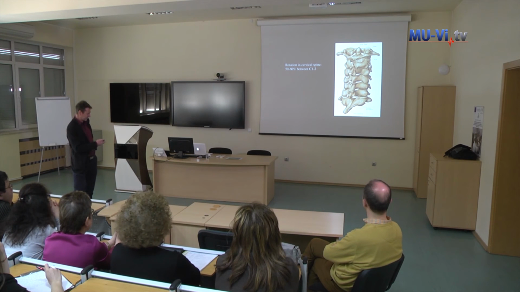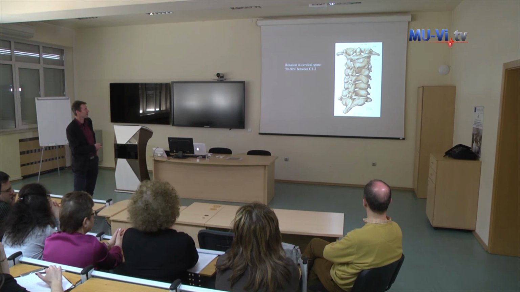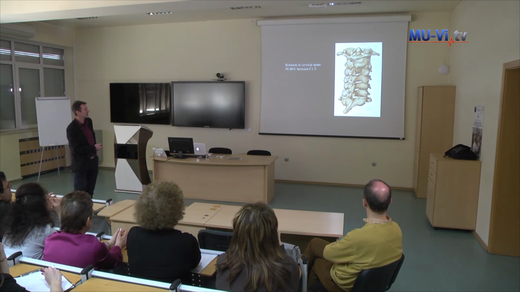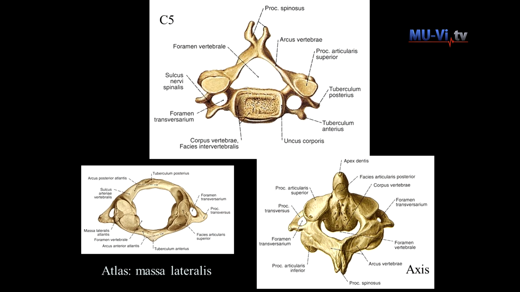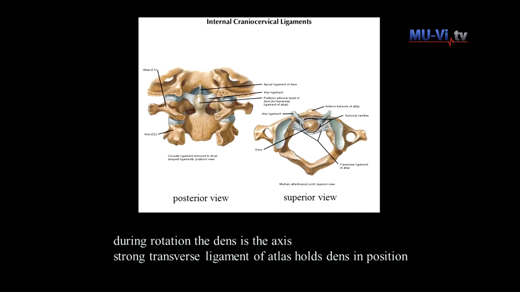And slightly more of it is between the first and the second cervical vertebra, which means between the atlas and the axis. So this would be a normal cervical vertebra with a vertebral body. But the first and the second are different. This is the first one, the atlas. It doesn't have a vertebral body, so it has arches on the anterior and the posterior side. And this is the axis, the second one, which has a body, but on top of the body is a so-called dens. And this dens is situated against the anterior arch.